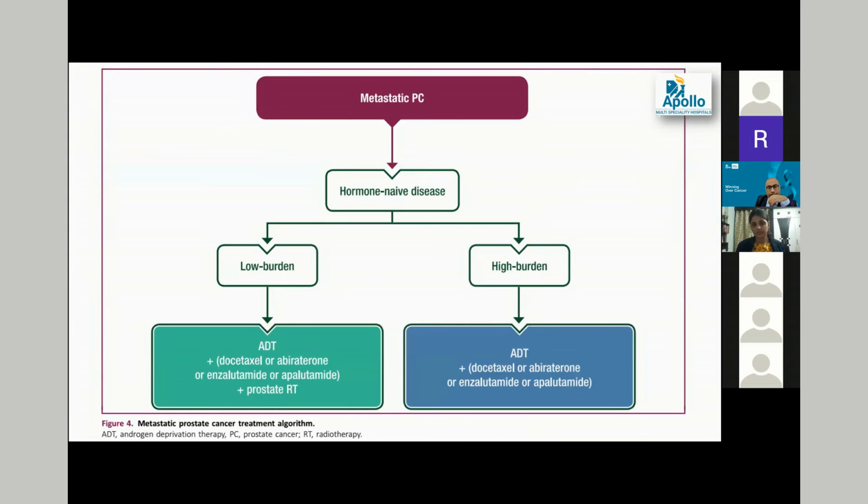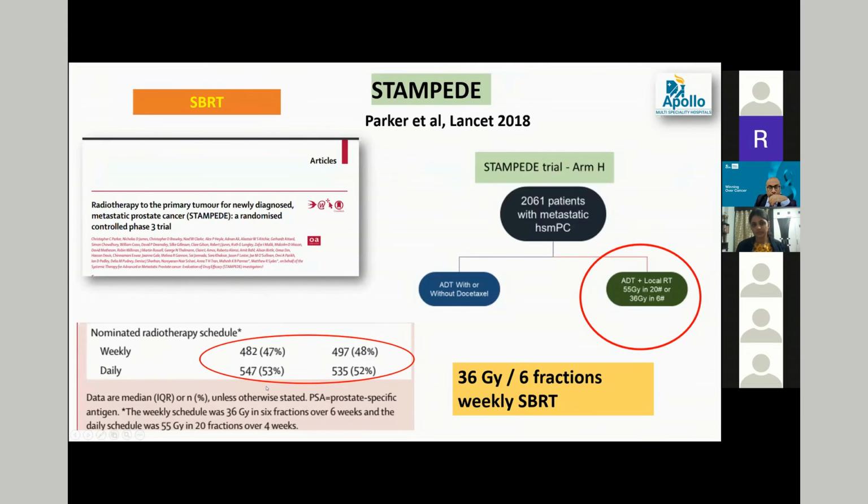So now in the ESMO guideline also, in hormone-naive metastatic prostate cancer with low burden disease, they have included ADT plus prostate RT. So that is why I was discussing SBRT. So what is the proof that SBRT will help in this situation? In the STAMPEDE trial also, the weekly regimen, that is 36 Gy in 6 fractions, which is essentially SBRT, was received by almost half of the patients, around 47 to 48% in both arms. So this is actually an SBRT protocol, and half of the patients in this trial received SBRT. So if EBRT helps, in this scenario SBRT should also help. From the same data, we can conclude that.